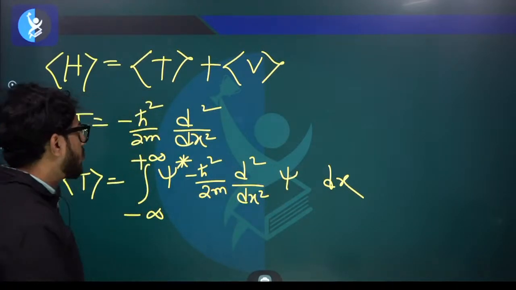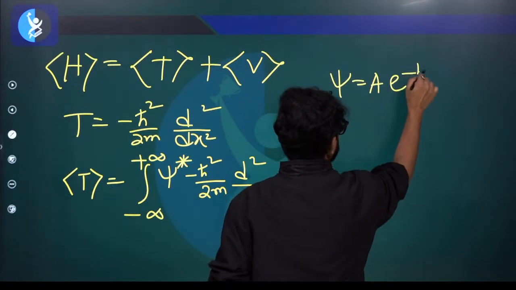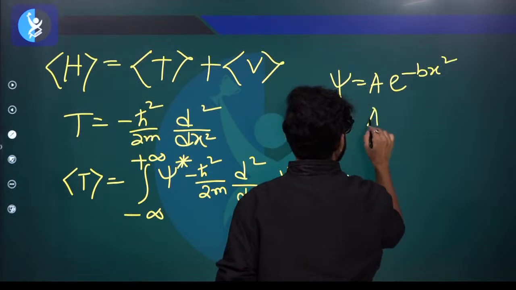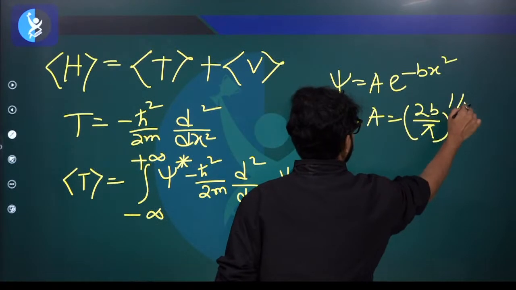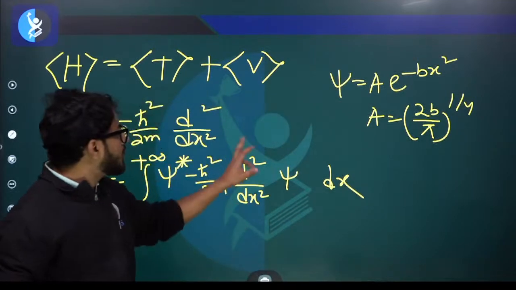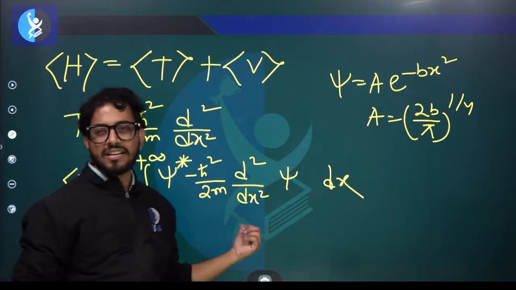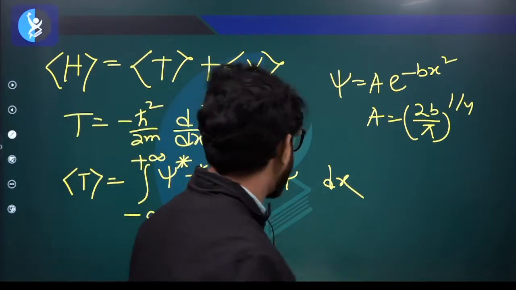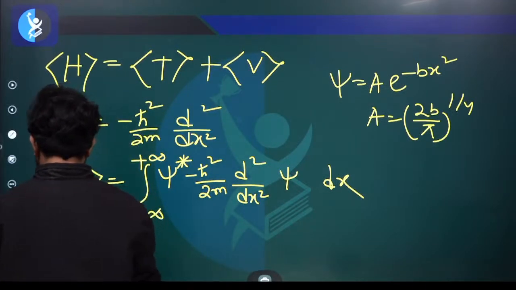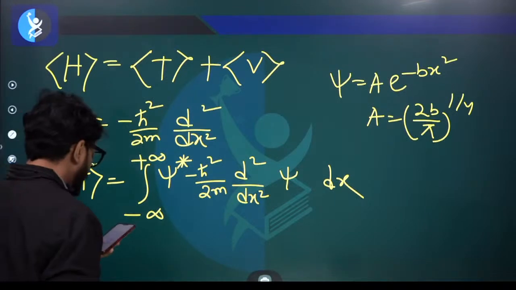Now you know the value of psi. Psi is equal to what? A times e to the power of minus bx squared, where A is equal to (2b by pi) to the power of 1 by 4. I think you can solve it. You have to differentiate this function twice, then calculate the integration. After that, it will be a gamma function, which is very easy to solve. It will just take time. It's mathematics, don't ask me.